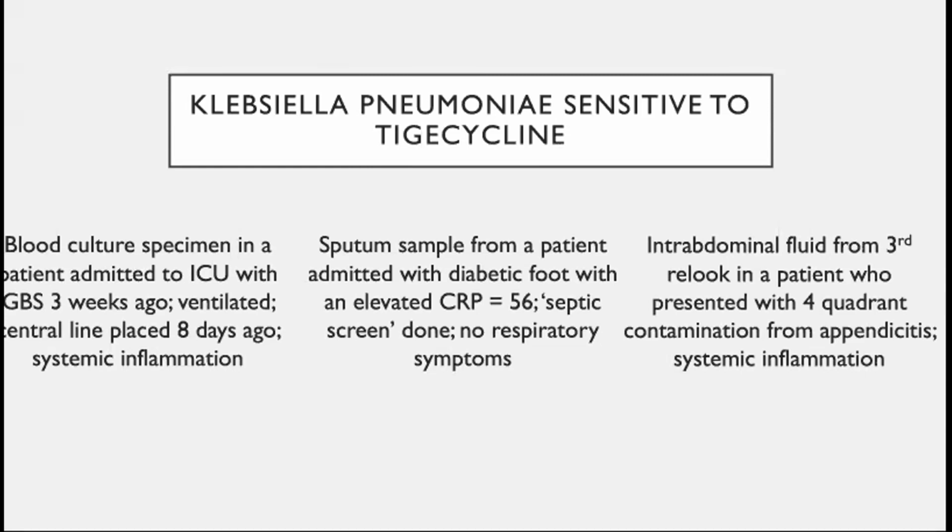Number 2 is a sputum sample from a patient admitted with a diabetic foot with an elevated CRP of 56. The septic screen was done. This patient has no respiratory symptoms. And for the third patient, the specimen is intra-abdominal fluid from the 3rd relook in a patient who presented with 4-quadrant contamination from appendicitis. And this patient also has signs of systemic inflammation.